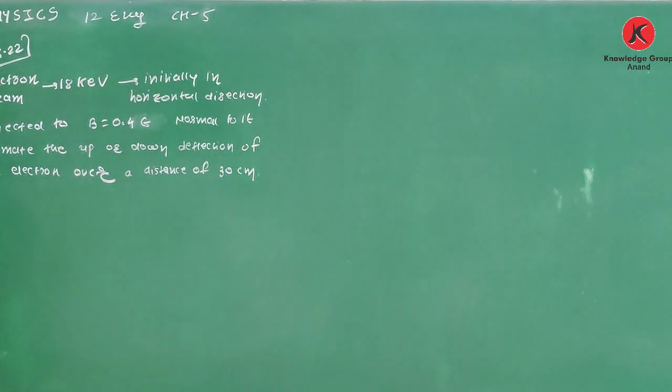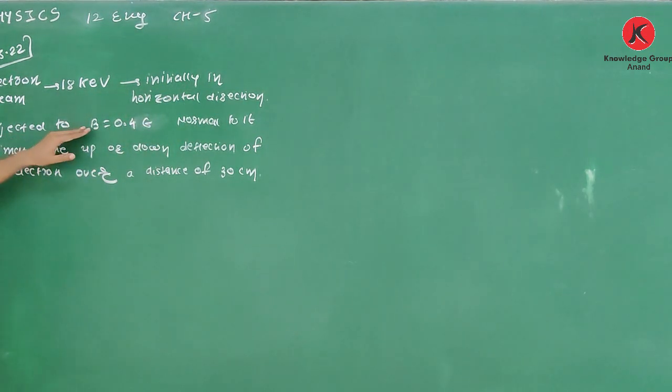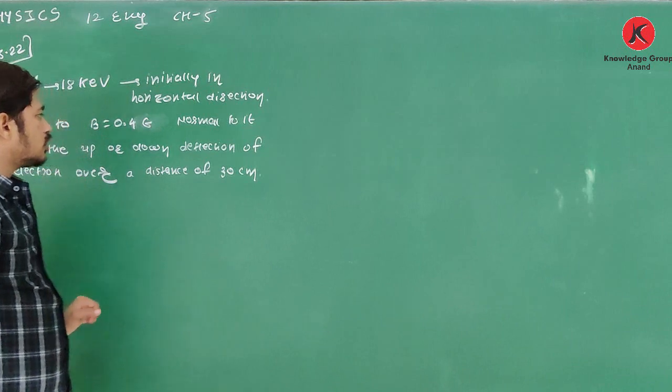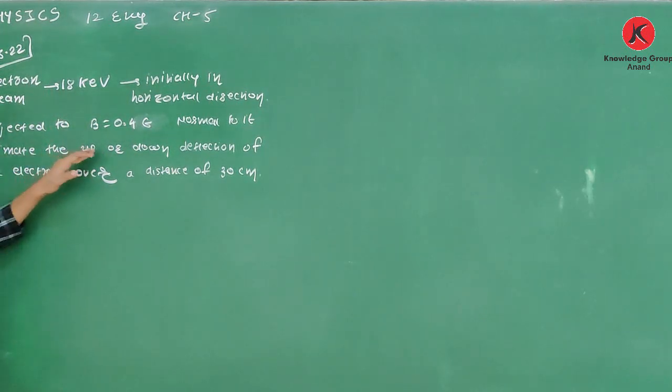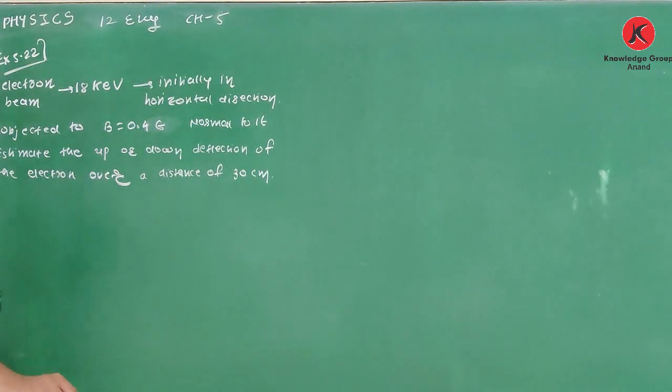Exercise 5.22. What is the question? An electron beam having kinetic energy 18 keV is initially moving in the horizontal direction and is subjected to a magnetic field of 0.4 Gauss, normal to it. Estimate the up or down deflection of the electron over a distance of 30 centimeter.